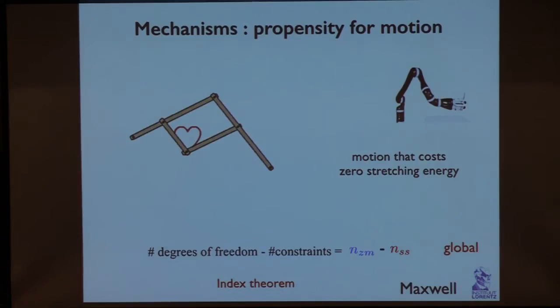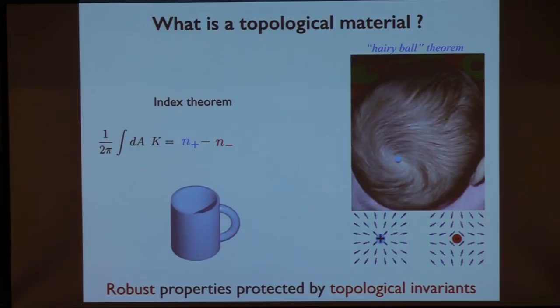Now, I just told you a little bit what a metamaterial is, how a metamaterial relies on the presence of easy directions in phase space where you can move without paying an elastic cost. Now I want to tell you a little bit what a topological material actually is. A topological material, and of course here this is not a material, it's just the head of a baby, is a structure that relies on the presence of topological invariants.